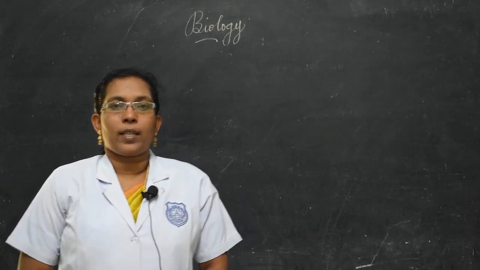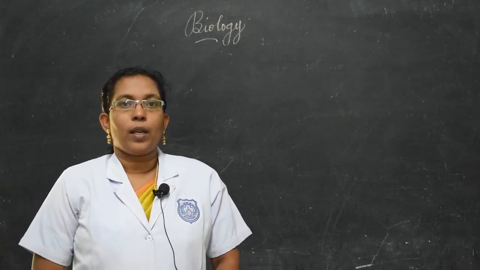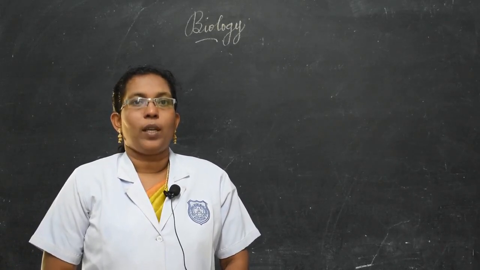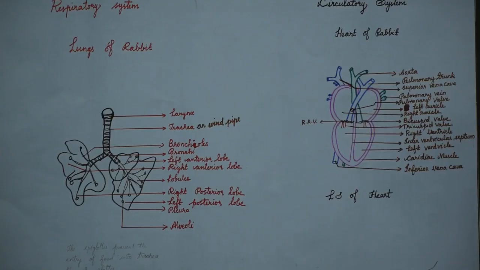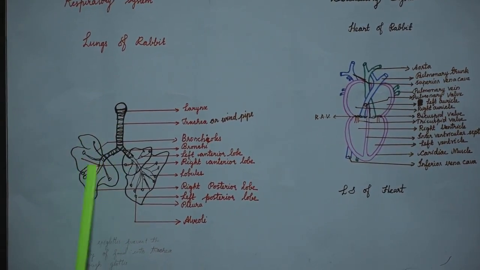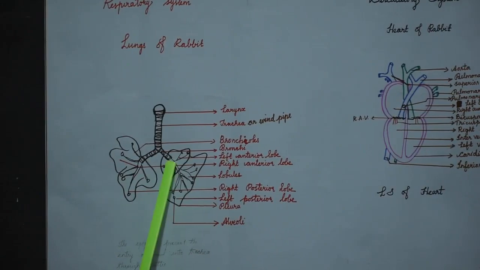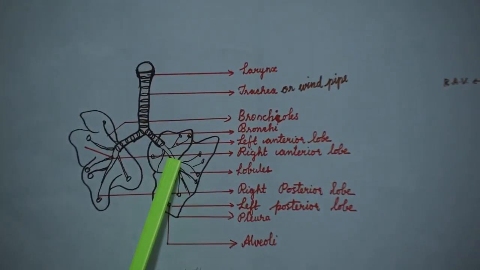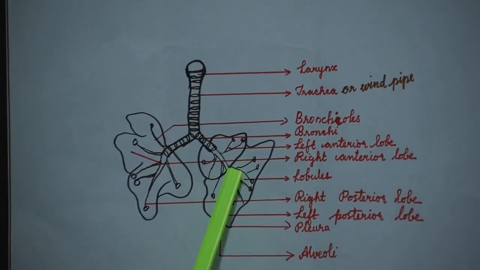In the previous class, we studied about the digestive system of rabbit. Today, I am going to teach about the respiratory system of rabbit. Respiration takes place by a pair of lungs, which is made up of spongy tissue, and it is located in the thoracic cavity.